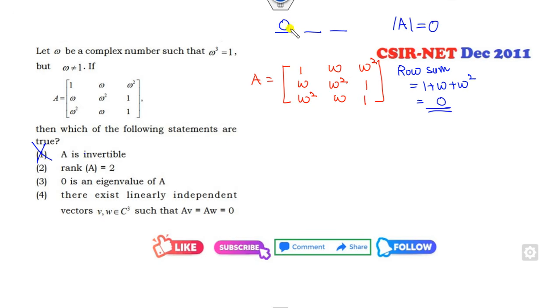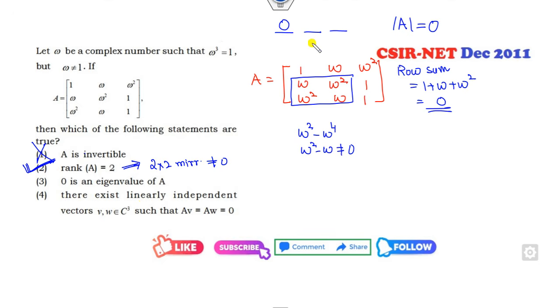Is the rank 2? What is the meaning of rank 2? That means we need a 2 cross 2 minor whose determinant is non-zero. So omega square minus omega, and omega square minus omega to the power 4, where omega to the power 4 is my omega. That's non-zero. Clearly this is a minor we have obtained which is non-zero. Yes, rank will be 2. That means these two eigenvalues are non-zero, and 0 is one of the eigenvalues.